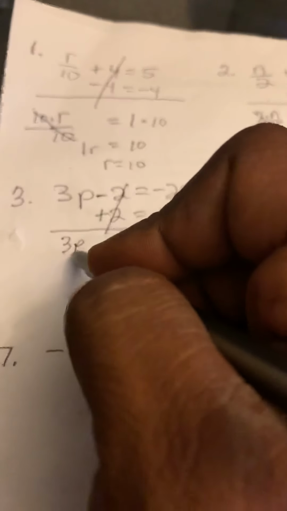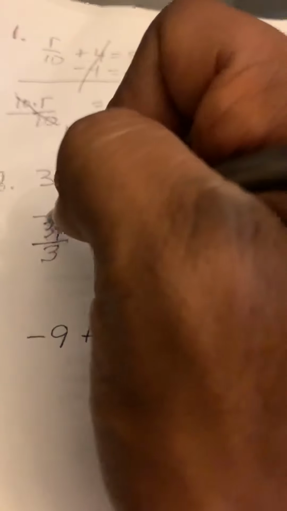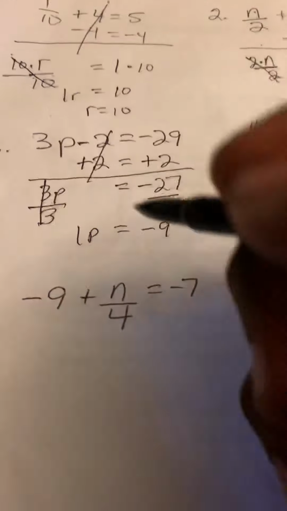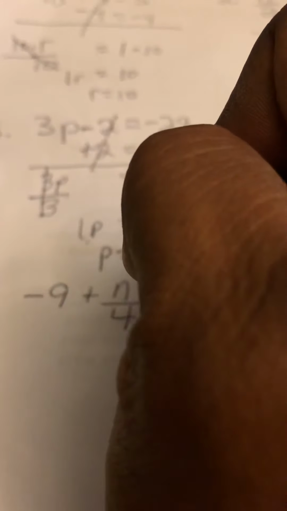This says 3 times p. The opposite of multiplying by 3 is dividing, so I'm going to divide over here by 3. Divide over here by 3. That leaves us with 1p is equal to negative 9. Do we have to keep the 1 there? No. P equals negative 9.